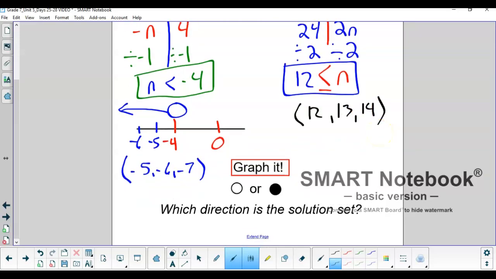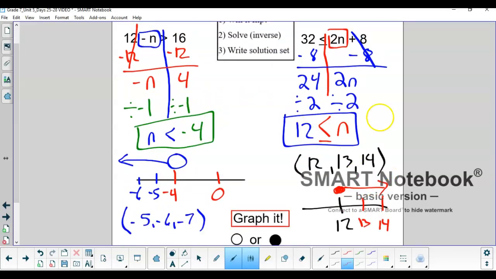And again, when I go to graph it, here's my graph. I know that my graph starts at 12. This time it's going to be a closed filled in circle, and I know that 13 and 14 and all the numbers larger than 12 are to the right of it. So this would be a closed filled in circle with a graph going to the right in the direction of my solution set.